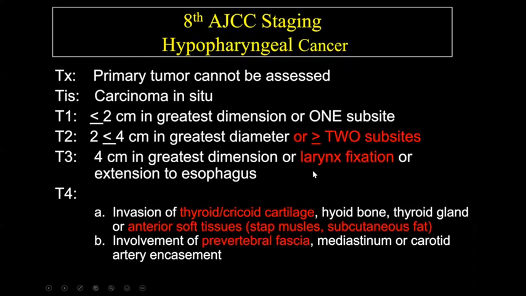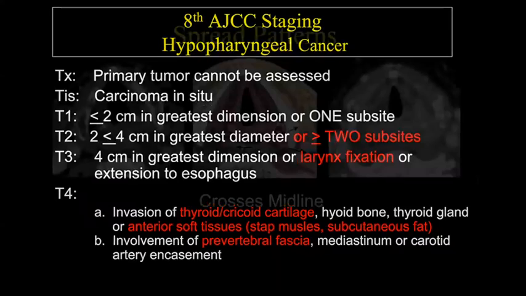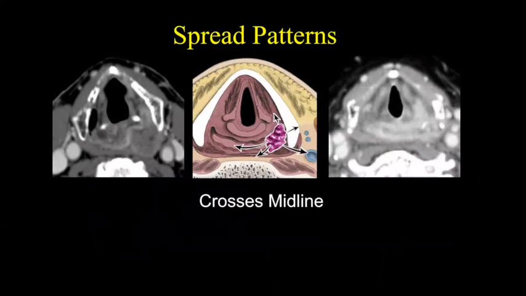The next thing we have to determine is whether or not these other criteria are present. So these include things like laryngeal fixation, invasion of the cartilages, extension of the soft tissues, or involvement of the prevertebral fascia. And these are things that we can see easily on imaging. And if we see them, we need to comment on them. So here's an example of a patient that has a left-sided piriform sinus carcinoma.